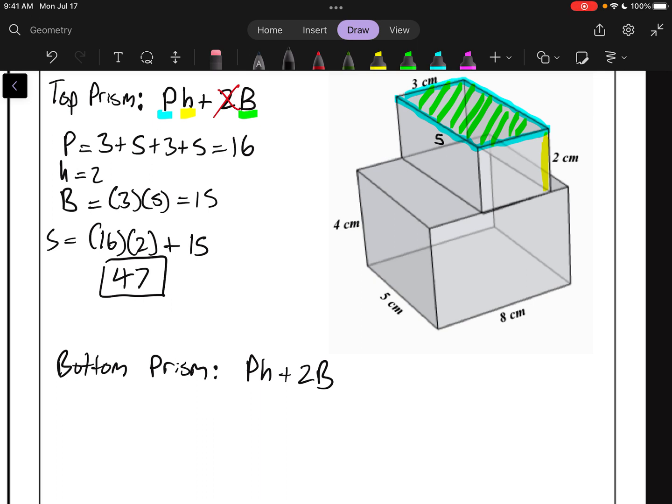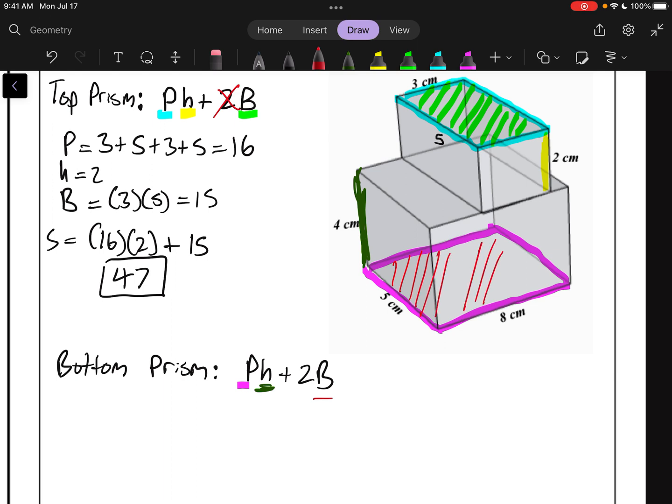So let's just think about this. If we did the Ph plus 2B again, we could say that the P is the perimeter down here. The H, the height of it, would be this 4 over here, plus 2 times the area of the base. The area of the base would be down here. And that should make sense because we do have 2 of these bases, right? We do have this one as well.